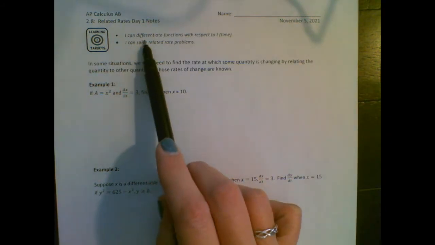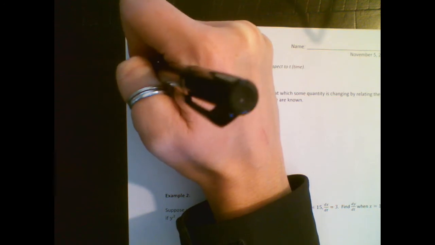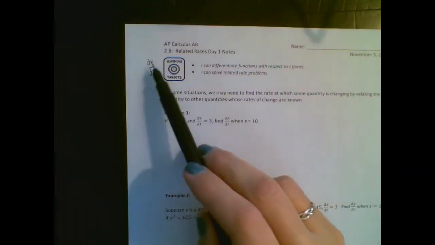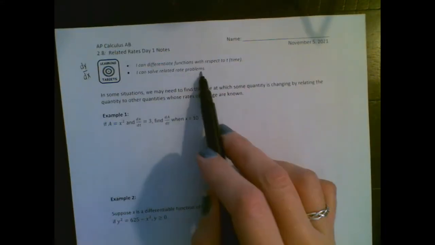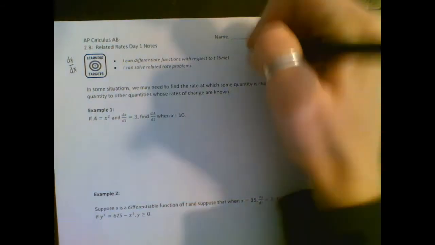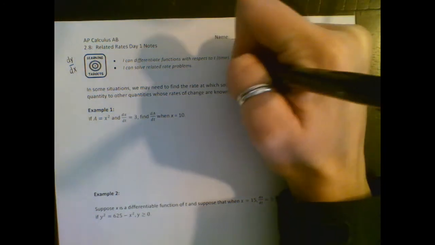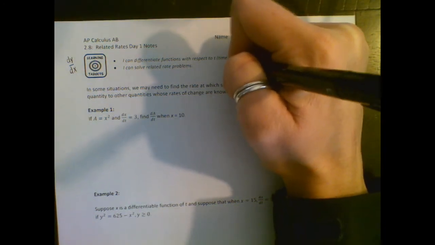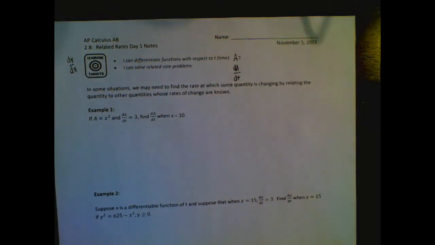So our learning target says I can differentiate functions with respect to t. So we know that using Leibniz notation, notation like dy dx is asking us to differentiate a function y with respect to x. So when we're talking about differentiating functions with respect to time, that really just means that if our function is in the form of like an area equals something, then our derivative of that would be the derivative of area, or dA, with respect to time, dt.